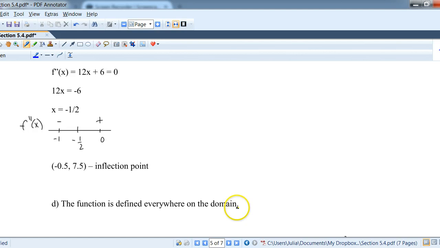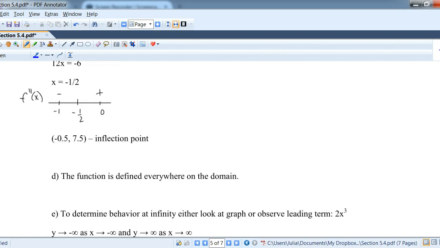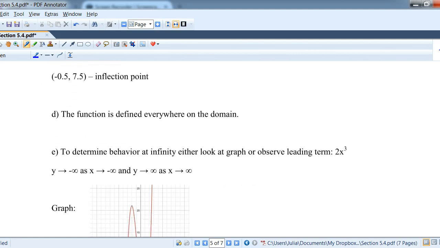Now, once again, the function is defined everywhere. It's a polynomial, but we do have behavior at infinity. You can either look at the graph or look at the leading term, 2x cubed. As x gets increasingly negative, large negative numbers, if you cube it, you'll still get a negative number. Times +2, it'll still be negative. So I have y approaches negative infinity as x approaches negative infinity.